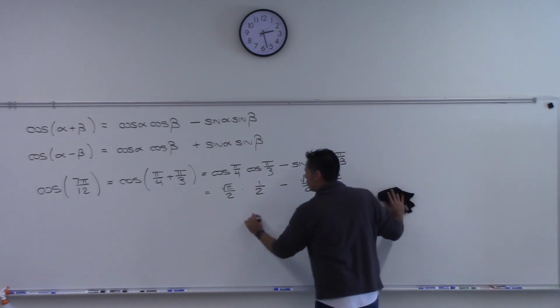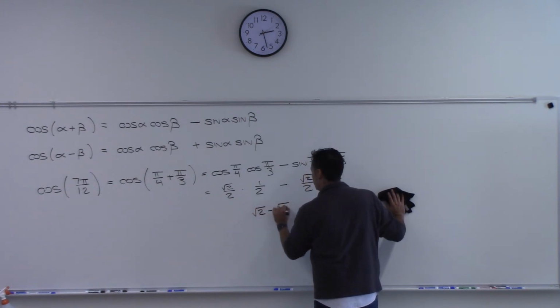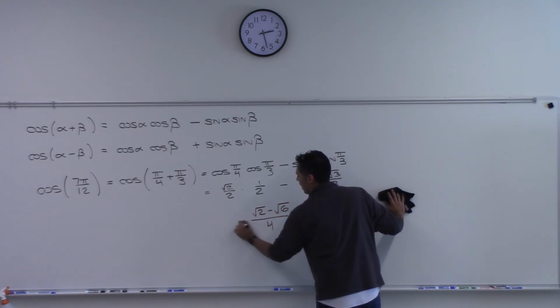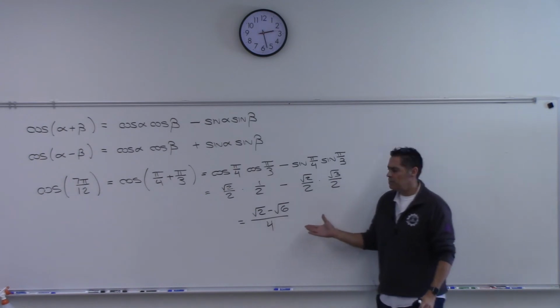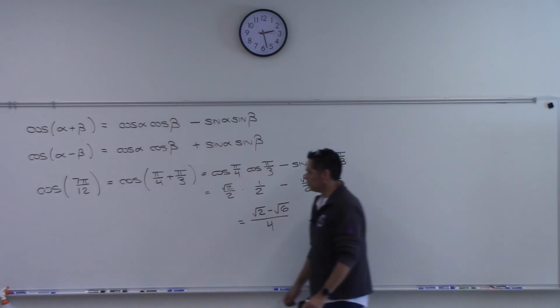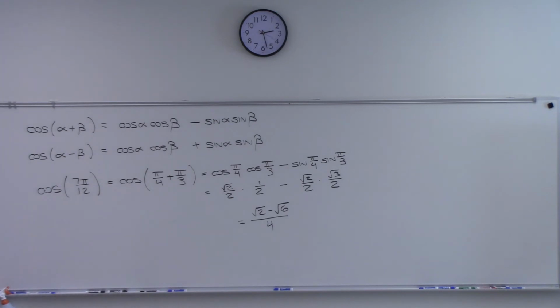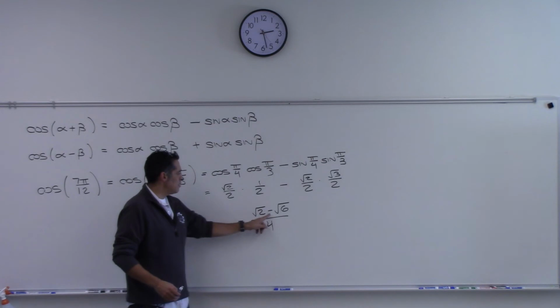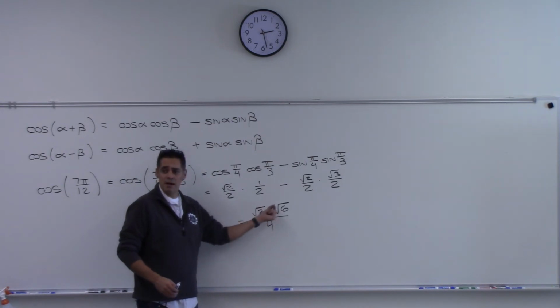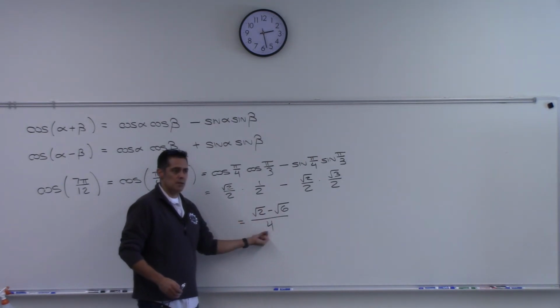So this is root 2 minus root 6 over 4. I'm just skipping ahead because we've done a few of these now. Hey, we got a negative answer, didn't we? Root 2, take away root 6. That's a negative number on top, and the bottom is 4. So our answer is negative.